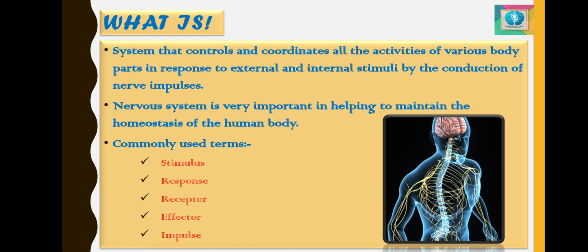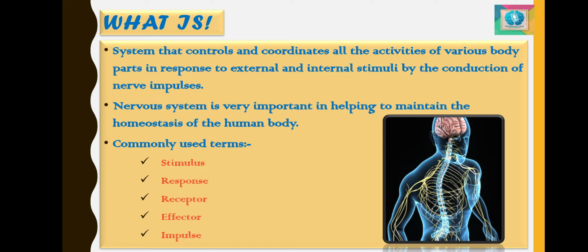So, the system that controls and coordinates all the activities of the various body parts in response to the external and internal stimuli by the conduction of nerve impulses is termed the nervous system. The system has the ability to respond to several stimuli simultaneously and spontaneously also. The nervous system is also termed the master system of the body. It controls all the other systems by sending and receiving messages through special cells termed neurons.